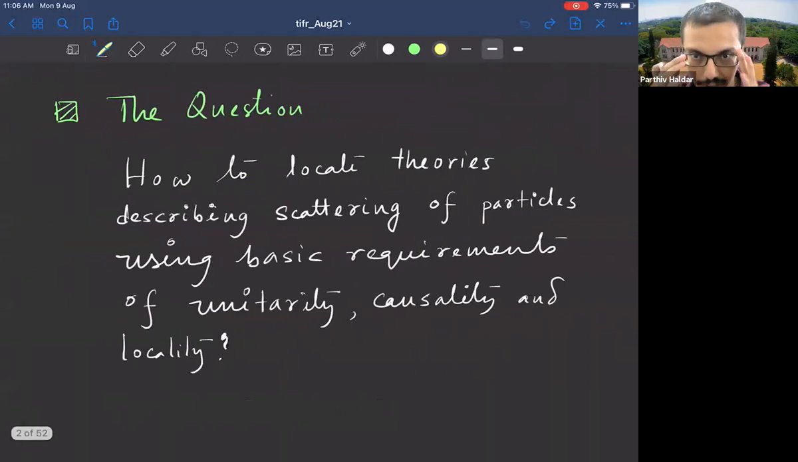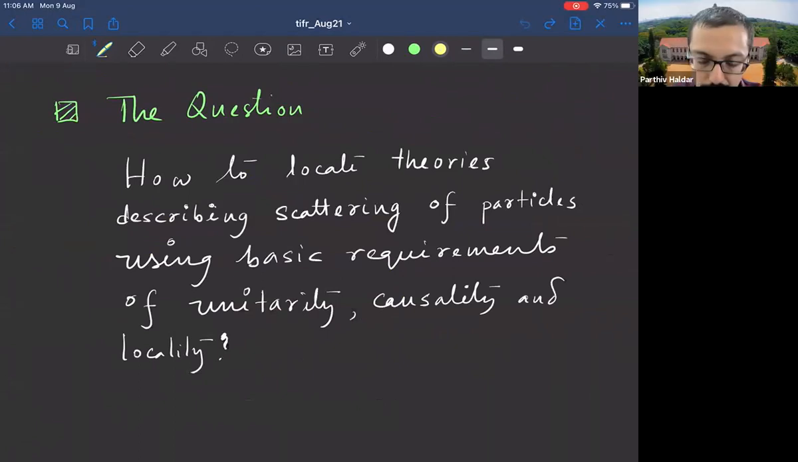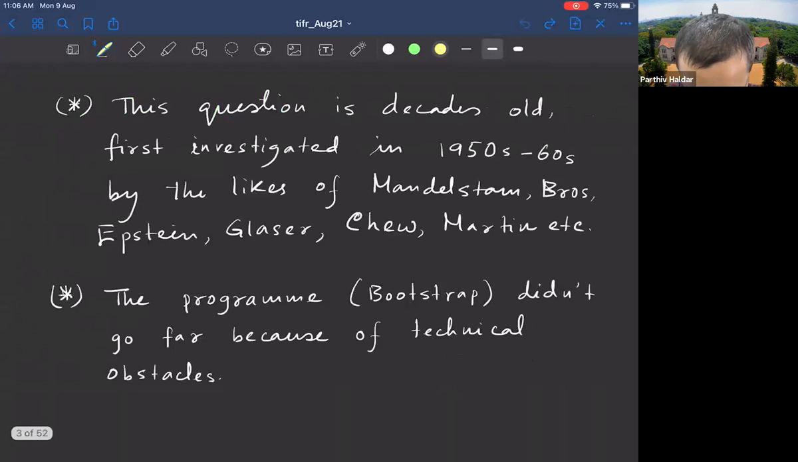So the main question is how to locate theories describing scattering of particles in general quantum field theory, using some basic physical requirements of unitarity, causality, locality, etc. So these are the questions. This question is a decade-old question. It started being investigated in the 1950s and 60s.